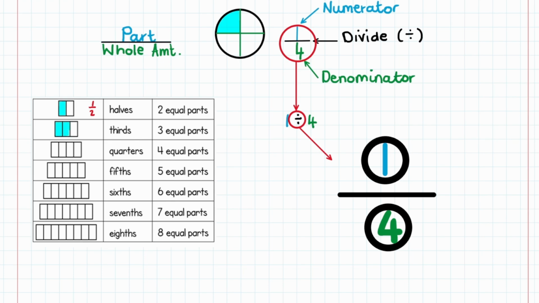Here I've shaded in 2 out of 3 parts, so I would read this as 2/3 shaded. If we are working with a shape divided into 4 equal parts, we are working with quarters. I have shaded in 3 of these parts, so I can say that 3/4 have been shaded. For all the other fractions, we end with the letters THS. So for example, 5 equal parts is fifths, 6 equal parts is sixths, and so on.